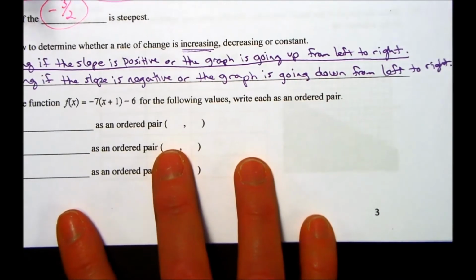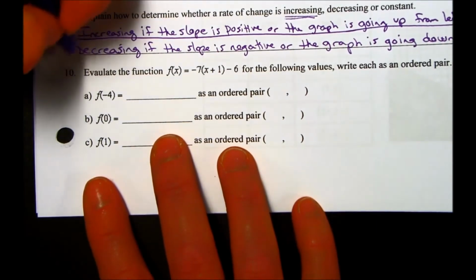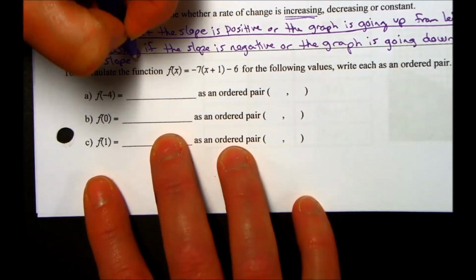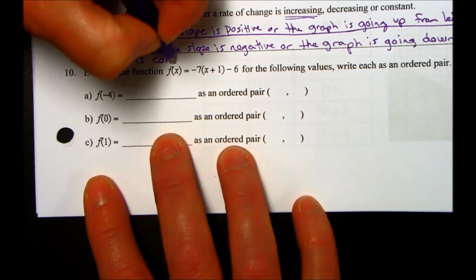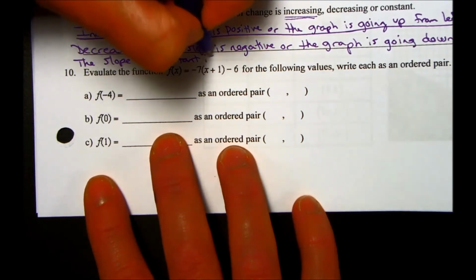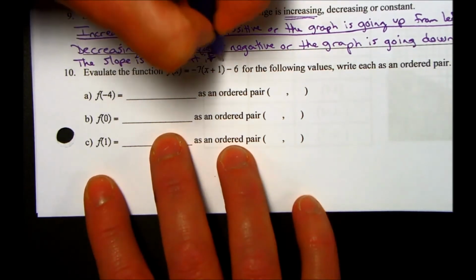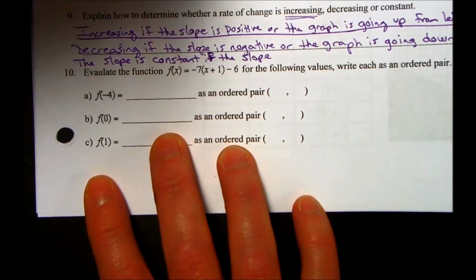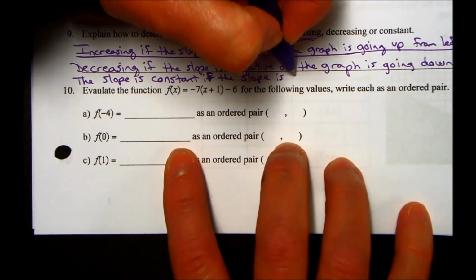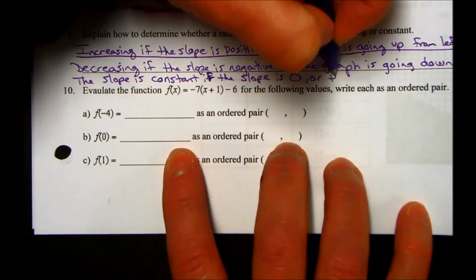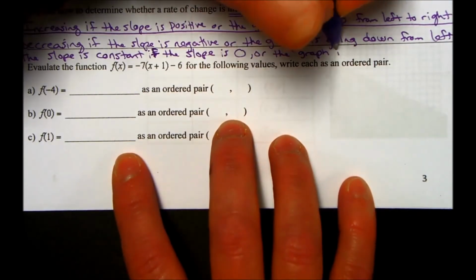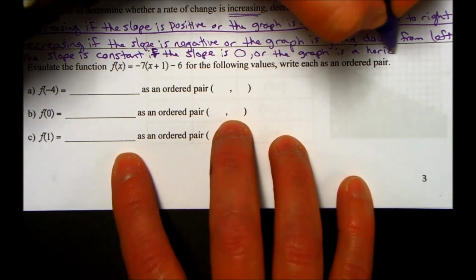And I guess I should have made more lines here. The slope is constant if the slope is 0. I guess I could have started that out with just constant if the slope is 0, or the graph is a horizontal line.